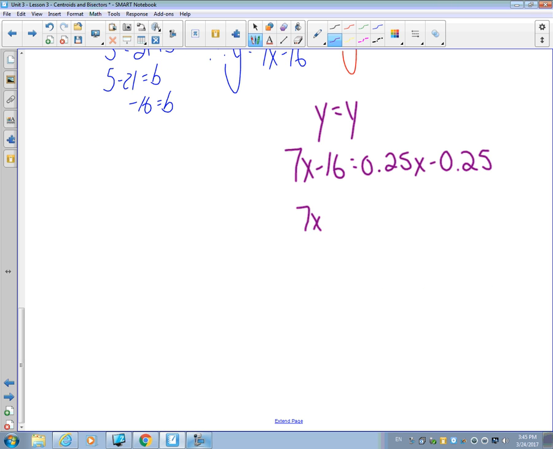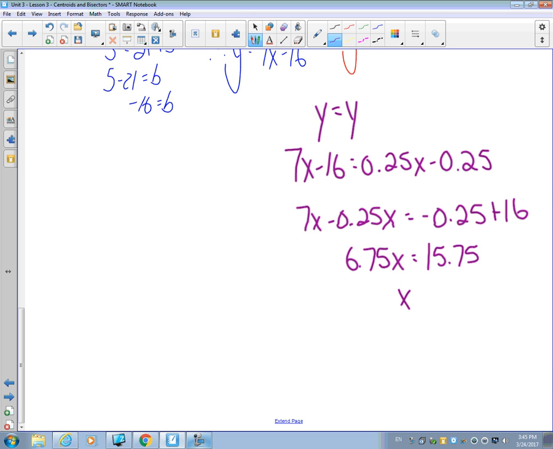So let's rearrange. Numbers on one side, letters on the other. We'll get 6.75x equals 15.75. Use our calculators for that one. Get roughly 2.33333 repeating, forever and ever. Here's my x. How do we get the y?